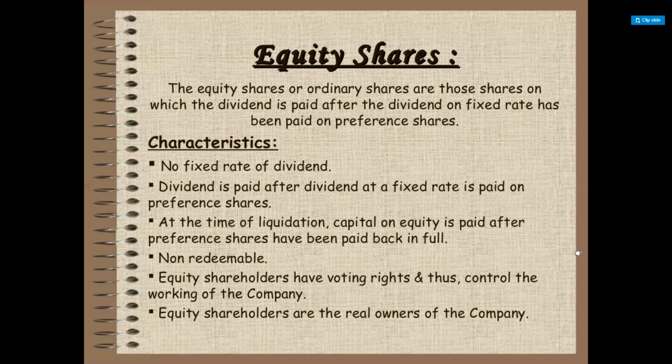So it's necessary for you to know the characteristics or features of equity shares. There is no fixed rate of dividend to be paid. So dividend is paid after dividend at a fixed rate is paid to preference shareholders. In case of liquidation, liquidation means closure of a company or winding up of a company, capital on equity is paid after preference shareholders have been paid back in full, and these shares are non-redeemable. Equity shareholders have a special right, which is voting rights, and therefore they have control over the working of the company. This right is not given to preference shareholders. As I mentioned earlier, equity shareholders are the real owners of the company.